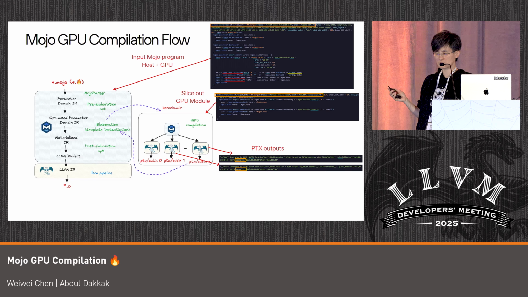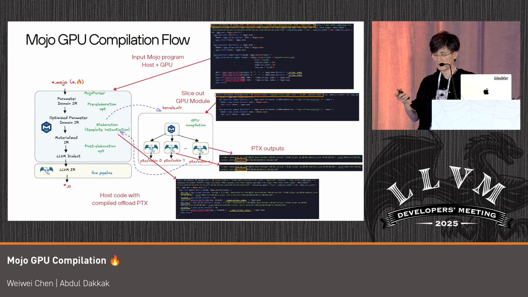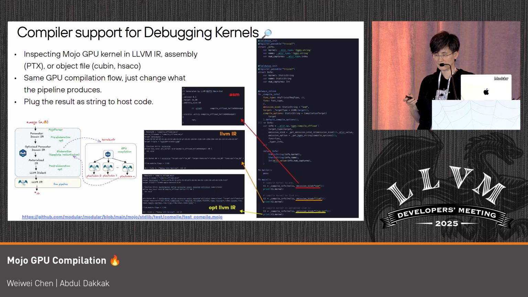After this part, since we are compiling two kernels, we get two PTX outputs, one for each kernel. Then we plug the compiled result in as the return value of the kgen compile offload op, so that we can consume it on the host side, either to print it or to launch the kernel and run it. This is more or less what the compilation flow looks like.